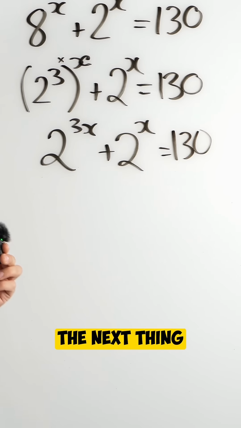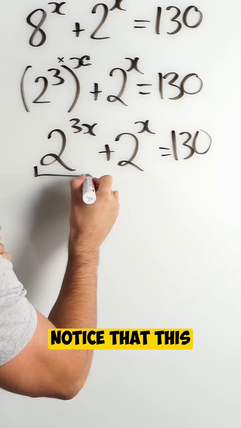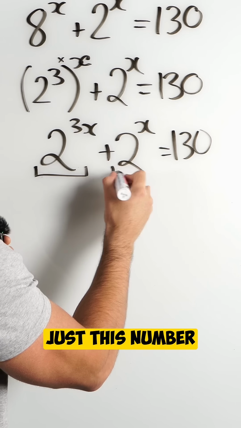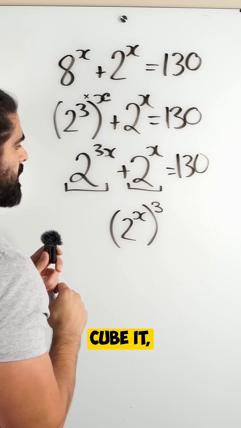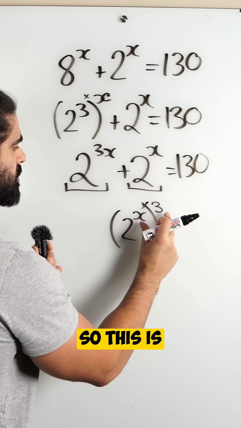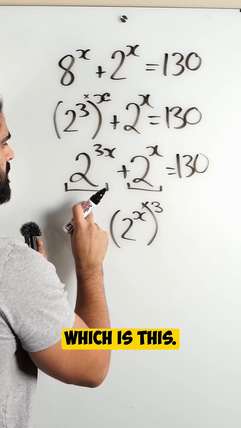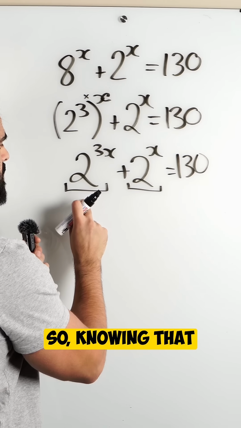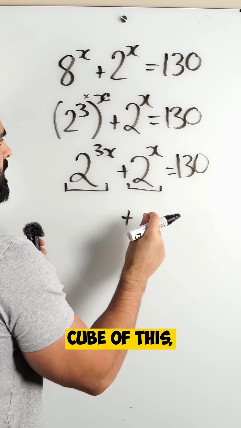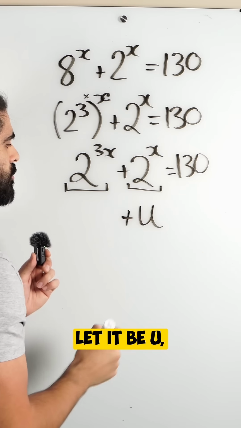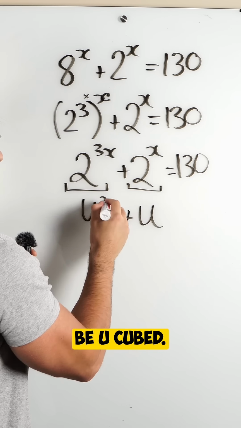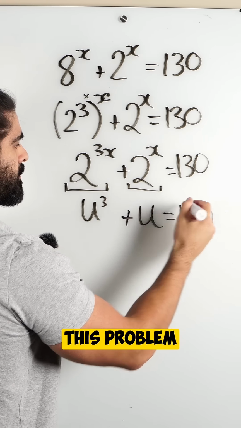The next thing is you should notice that this term here is just this number cubed. Nice. So when you have 2 to the power of x and you cube it, remember you multiply the powers. So this is 2 to the power of 3x, which is this. Nice. So knowing that this is the cube of this, if I let 2 to the power of x just be a different letter, let it be u, then this would be u cubed. So I'm solving this problem instead.